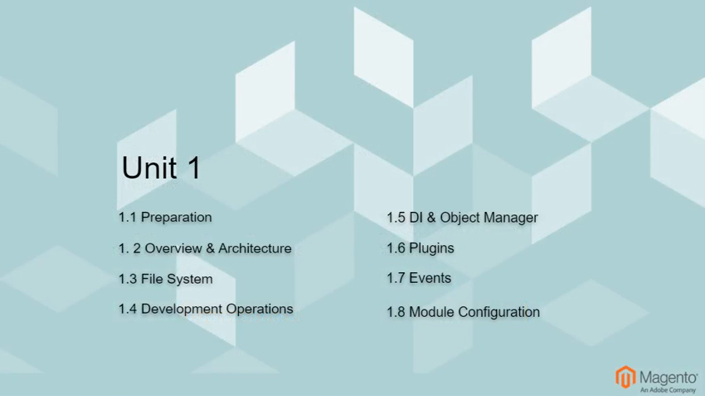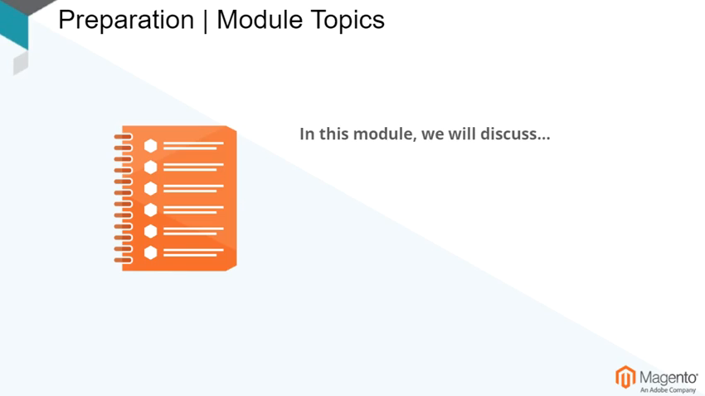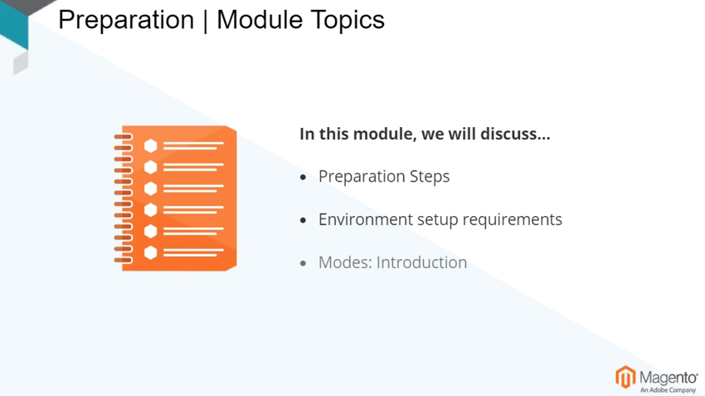Fundamentals of Magento Development, Unit 1. In this module, we will discuss the preparation steps you should take to set up your Magento 2 installation for development. We will cover configuration aspects in the next module. In particular, this module will discuss environment setup and introduce the system modes available for different phases of the development lifecycle.